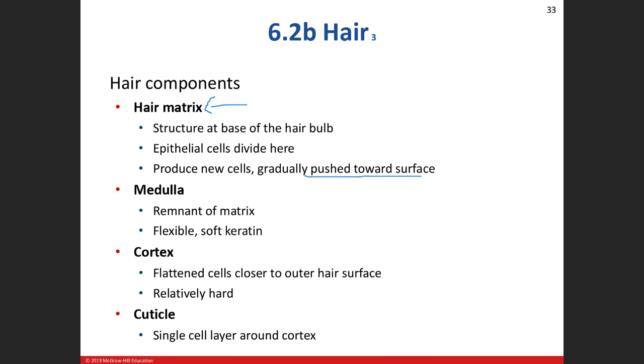So as the cells move out of the matrix, they move into this next structure, which is called the medulla. And this is where we start to get our keratin formation occurring. The cells are still flexible, but they're starting to become slightly more rigid because they're developing that keratin. Then as we move further towards the outer portion of the hair itself, we start to become a harder substance to give the hair a more rigid configuration, so it's not just flopping around. And then as we move to the outside, the absolute last layer, that's the cuticle.